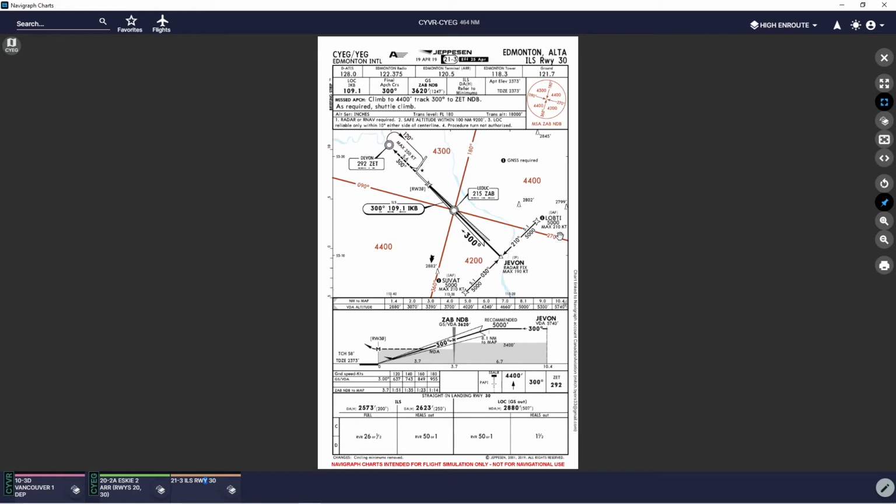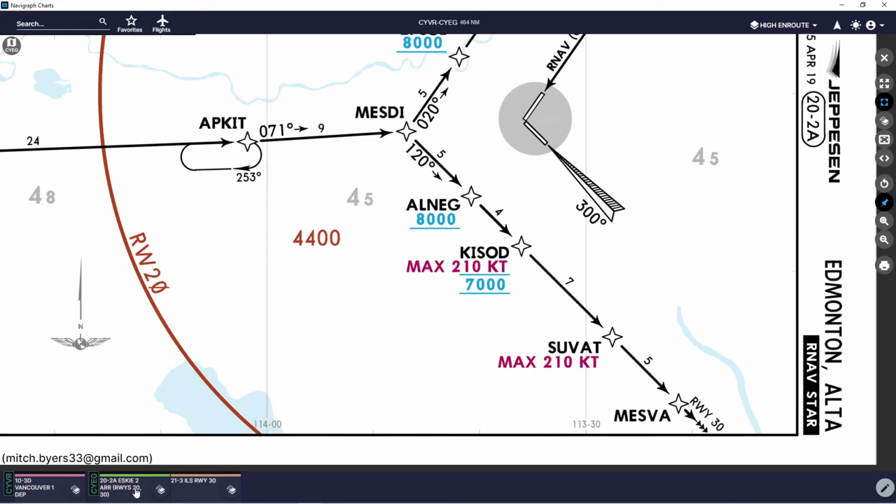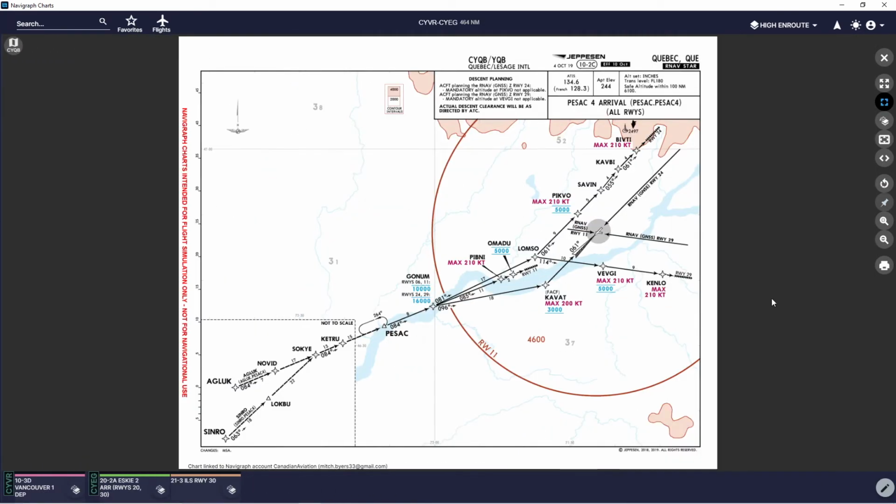So let's move on to the next star so you can see where it actually sets you up a little bit better than this arrival would. Once again, we're jumping back over to Quebec City here. Quebec City is one of those airports that seems to have everything that we need when it comes to SIDs and stars. So this is one that I've flown before, the PSAC 4 arrival into Quebec City. And once again, it's an RNAV star. This is kind of a hybrid RNAV star because this one transitions directly onto an approach, but for other runways like 24 and 29, it's a vectored star into an approach.